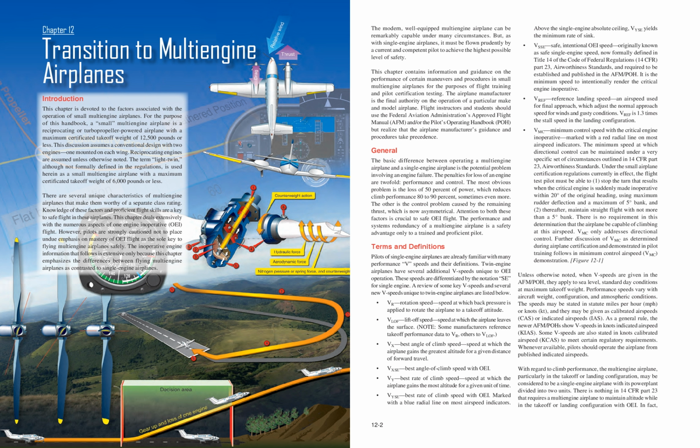The speeds may be stated in statute miles per hour (mph) or knots (kt), and they may be given as calibrated airspeeds (CAS) or indicated airspeeds (IAS). As a general rule, the newer AFM/POH show V speeds in knots indicated airspeed (KIAS). Some V speeds are also stated in knots calibrated airspeed (KCAS) to meet certain regulatory requirements. Whenever available, pilots should operate the airplane from published indicated airspeeds.